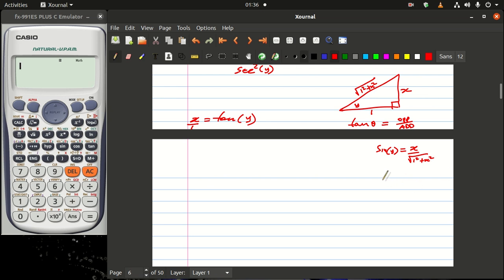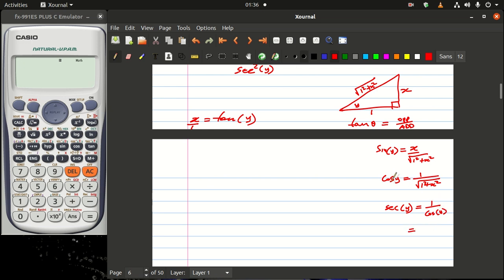And then if I'm looking for cosine of y, of course it's going to be adjacent, which is 1 over the hypotenuse, which is the square root of 1 plus x squared. And then if I'm looking for sec of y, let me first deal with that. Sec of y is the same as 1 over cosine of y. That's what is important here.